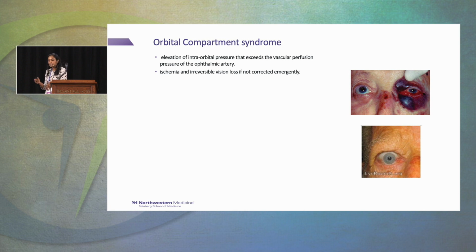So here we have some classic examples of compartment syndrome. Compartment syndrome is a pressure issue. It's when the intraorbital pressure exceeds the vascular perfusion pressure of the ophthalmic artery, and that's how it compromises vision. If it's not corrected urgently, you can have irreversible vascular compromise and vision loss. On the top figure, we have a trauma and retrobulbar hemorrhage, and in the bottom figure a classic example of thyroid eye disease, which is a more gradual elevation of intraorbital pressure.